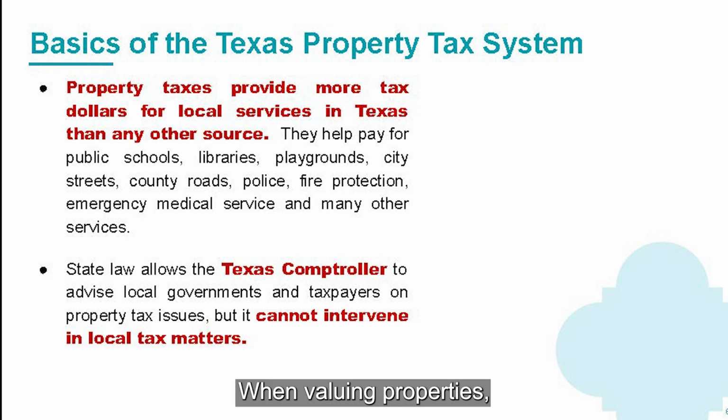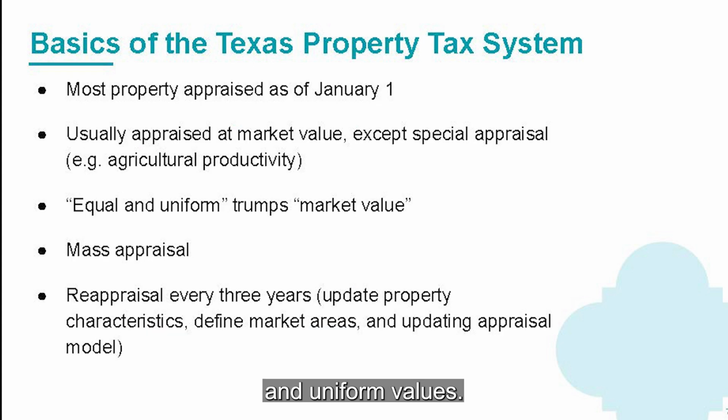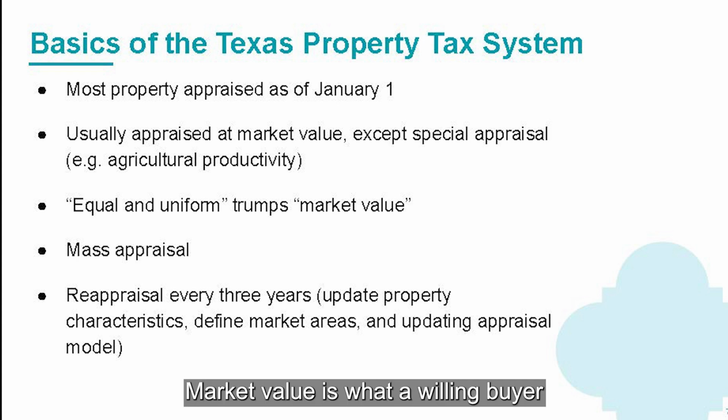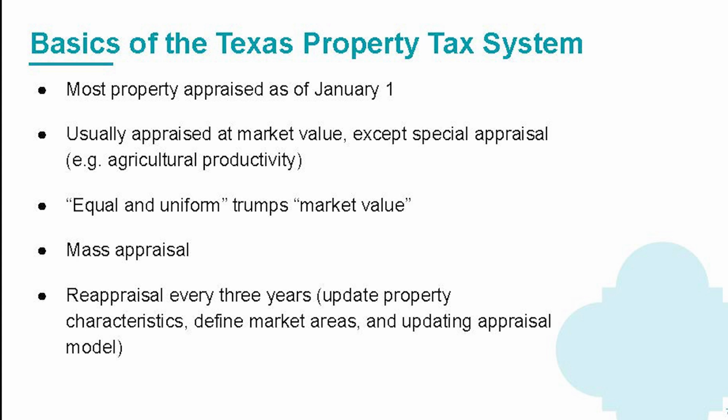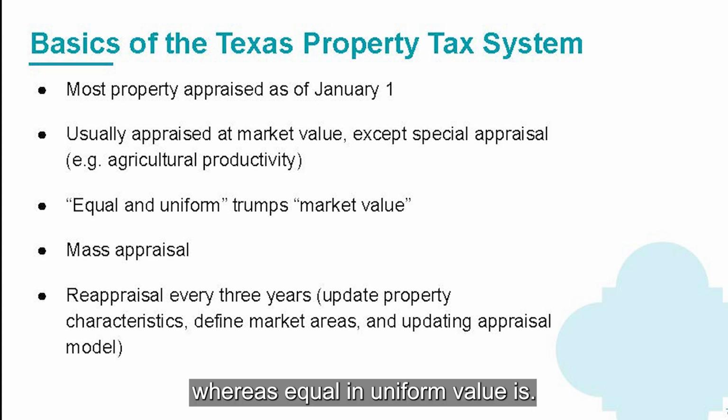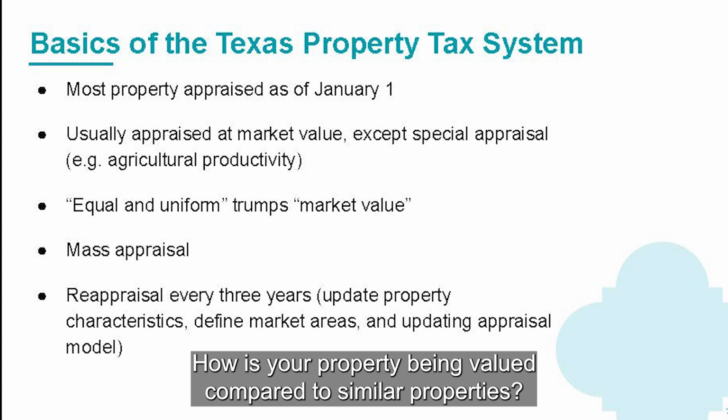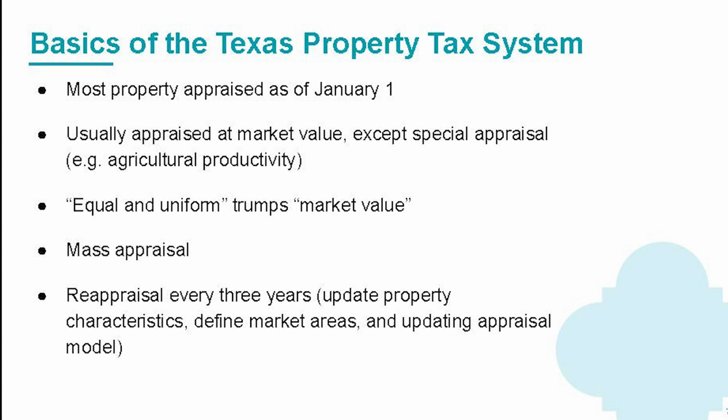When valuing properties, what the appraisal district looks at is market values and equal and uniform values. Market value is what a willing buyer is going to pay to a willing seller, whereas equal and uniform value is how your property is being valued compared to similar properties.